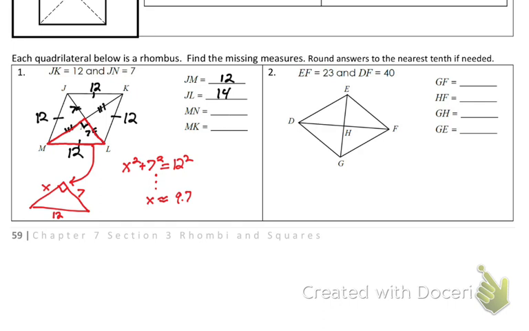So that means each of these lengths right here are 9.7, which means I should be able to answer the rest of the questions. So they ask for MN. MN would be 9.7. MK would be 9.7 plus 9.7, which would be 18 plus 1.4, which would be 19.4. So just like with your rectangles, you do have to be aware that you have right triangles that need to be solved.